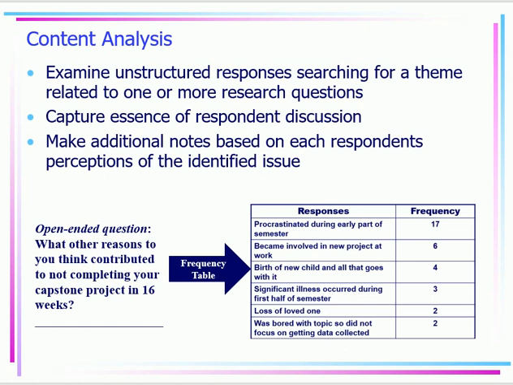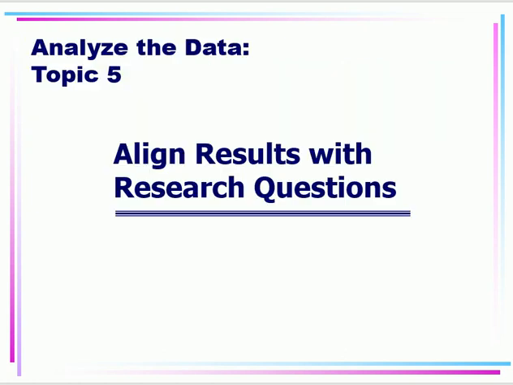Content analysis, right? You can see that I went through the open-ended questions, and the question was, what other reasons do you think contributed to not completing your capstone in 16 weeks? And then people were writing, right? They said procrastinated. There's that word. I found it in this one and that one and this one. Became involved in a new project at work. Birth of a new child and all that goes with it. Significant illnesses occurred during the first half of the semester. Loss of a loved one. Bored with the topics, so did not focus on getting data collected. And there's the frequency, right? So I've taken my open-ended question and converted it into a nice analytical, structured kind of thing.